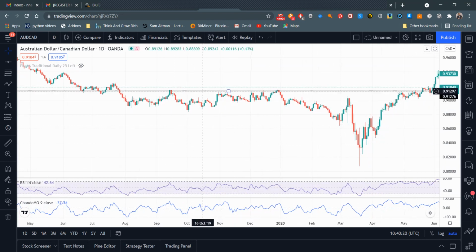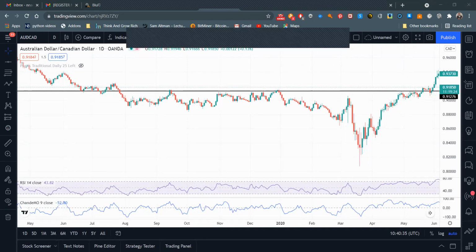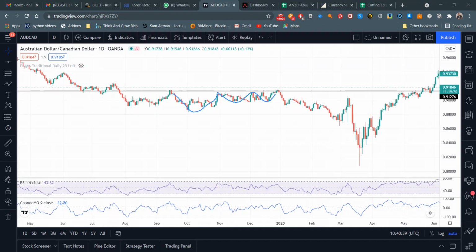Now, this area has been serving as resistance. It was support all through here. In this particular scenario, that same area is now serving as resistance. Notice how price also tried to retest that level multiple times, right? You see price try to retest this level multiple times.